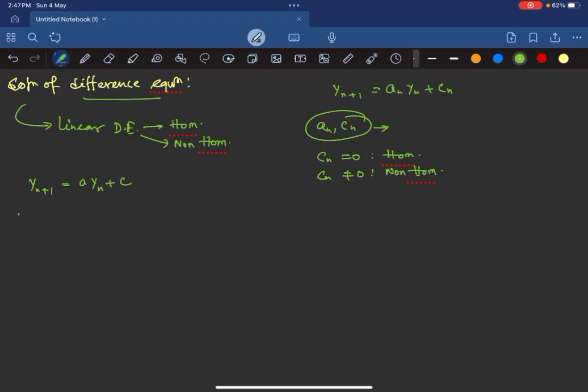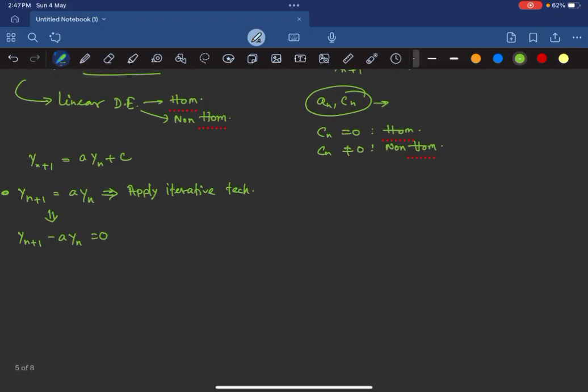Now corresponding to this, the homogeneous form is y_{n+1} = a y_n. This can be our first equation, the homogeneous equation. Now how to solve this type of equation? We have two techniques. First, it is the iterative method. Another method is to write it like this: y_{n+1} - a y_n = 0.